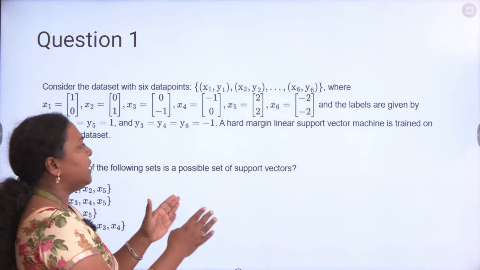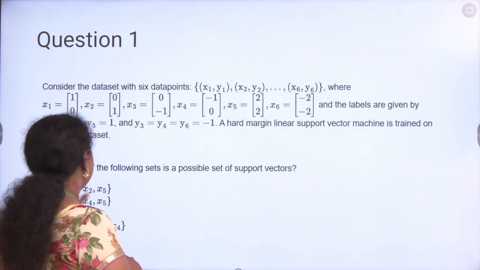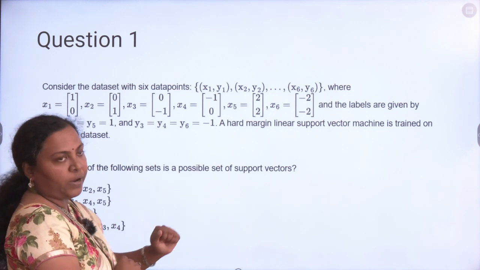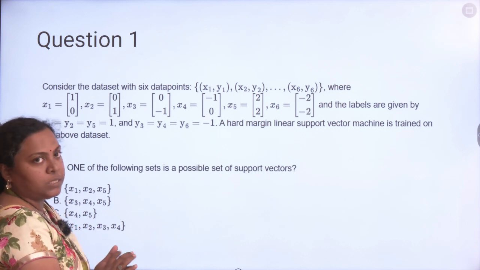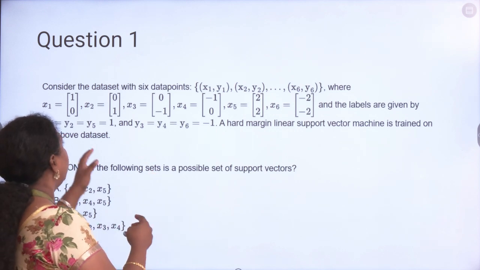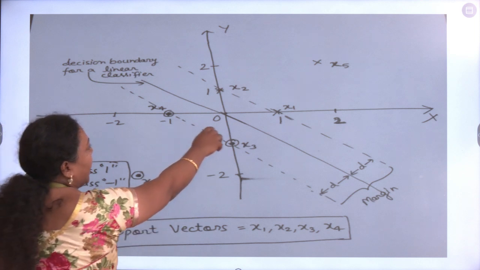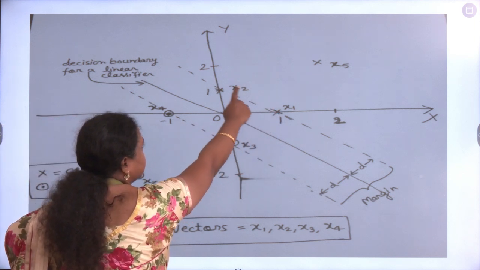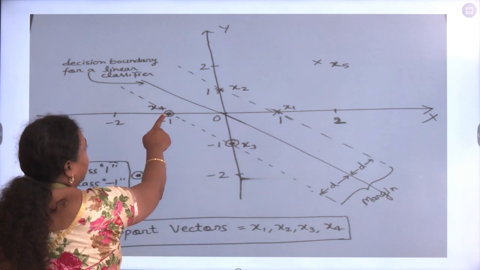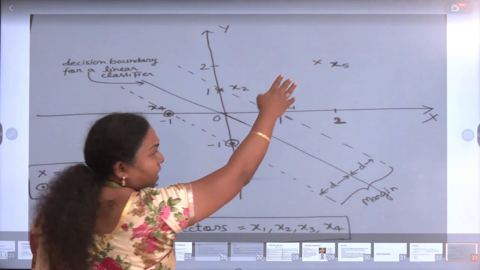A hard margin linear support vector machine is trained on the above data set. So which one of the following sets is a possible set of support vectors? We have to find out which are the support vectors. So when we plot these points on the graph, we'll be able to see the picture. You can see x1 lies on the x-axis, x2 on the y-axis, x3 also on the y-axis, x4 on the x-axis, and x5 and x6 are far away from it.